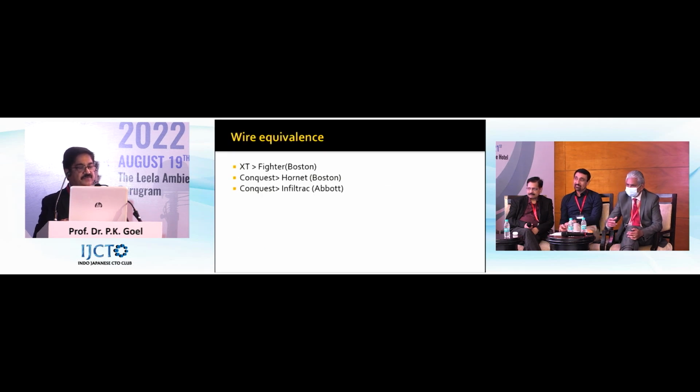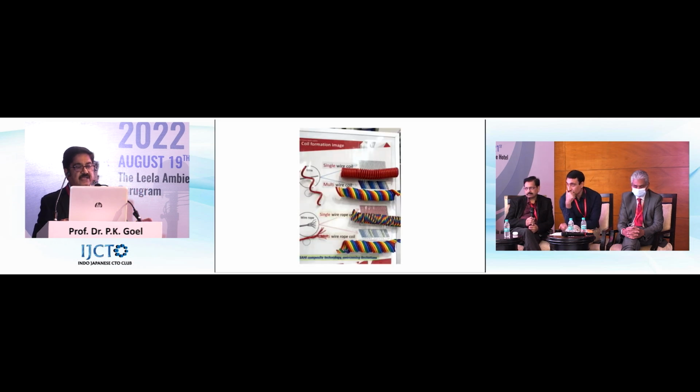Some equivalents of the other wires: for the XT equivalent, there's a Boston wire, Fighter. Conquest has an equivalent of Hornet in the Boston, and Conquest, as I said, Infiltrack in the Abbott. So it's better to use the wires that you know rather than the ones which you don't. You must gain experience in one set of wires and then go ahead.